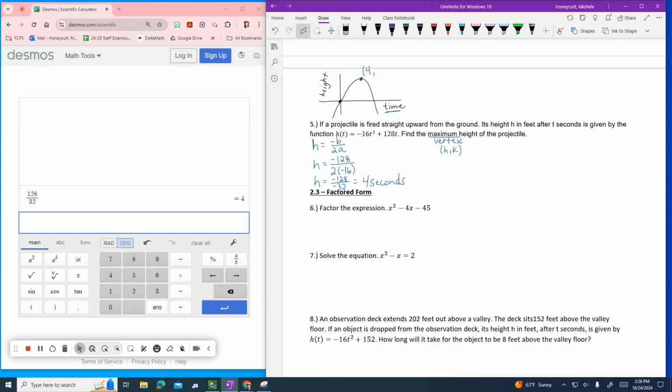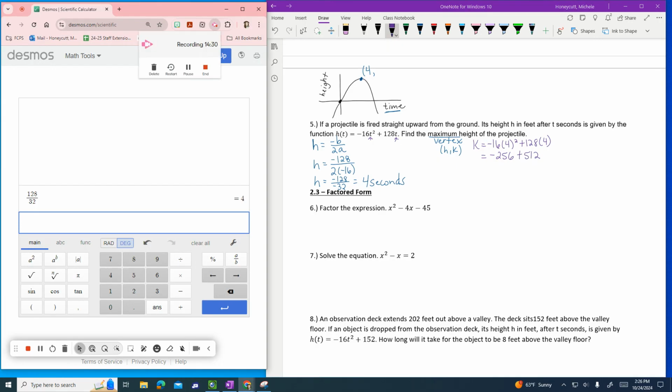To find the height, that's the k part of the vertex, I'm going to substitute 4 into each t. So -16 times 4 squared plus 128 times 4. So if I type all of that in, we end up getting -256 plus 512. And then when you add those two together, you get 256. And 256 is a height, so that would be feet.